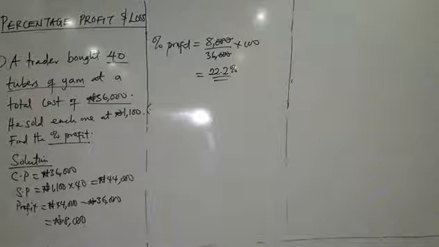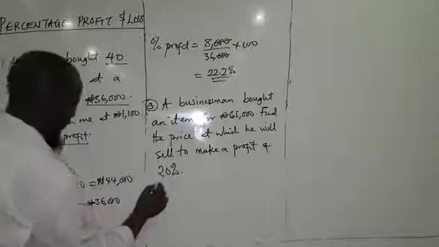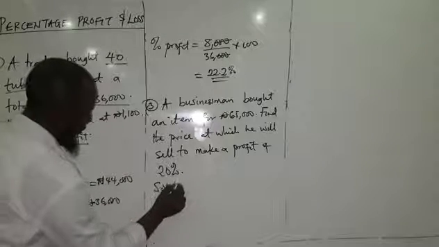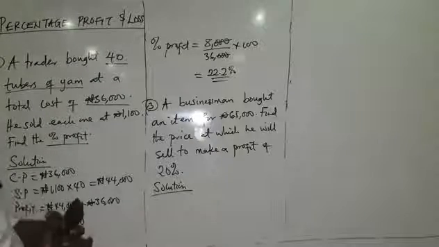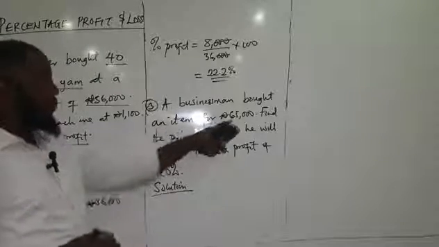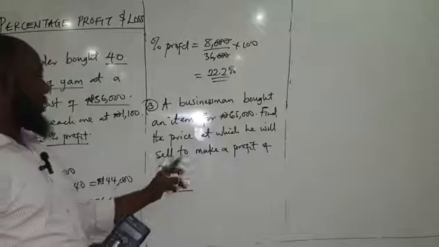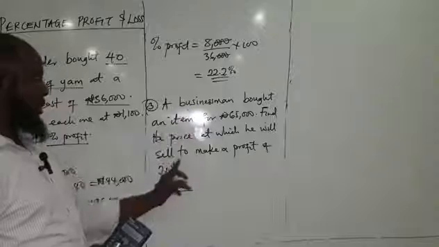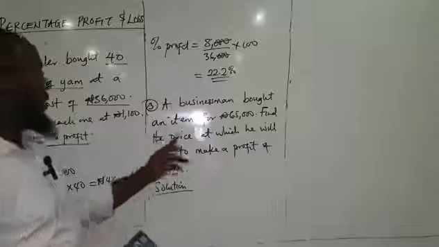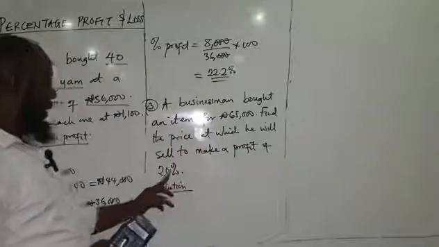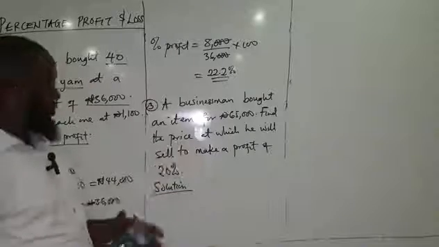So let's look at the third example. Let me pause. Question number 3. So we are moving gradually, so please you need to pay attention here. Very, very important. A businessman bought an item for 65,000 naira. Find the price at which he will sell the item to make a profit of 20%. You can see now that we are given the cost price and the percentage profit. We are now looking for the selling price.